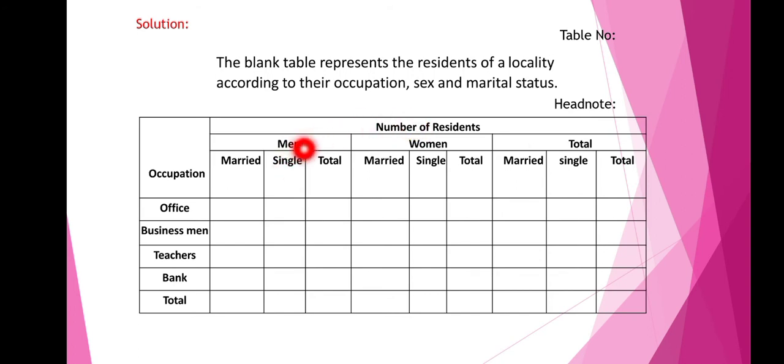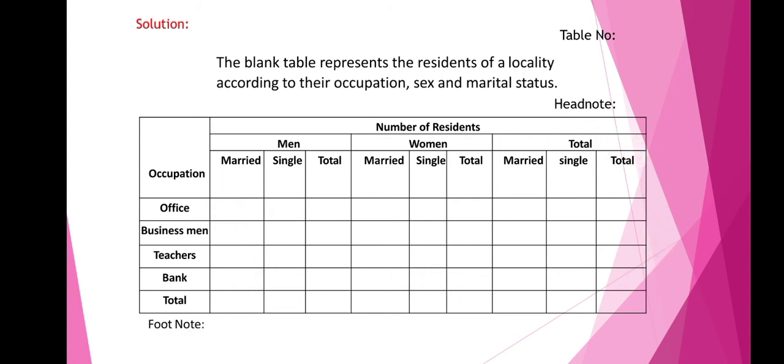Under number of residents we have men, women and total. Again under men we have another characteristic, that is married, single and total. Under women again we have married, single and total. Under total again we have married, single and total. Okay. So this is a manifold table.